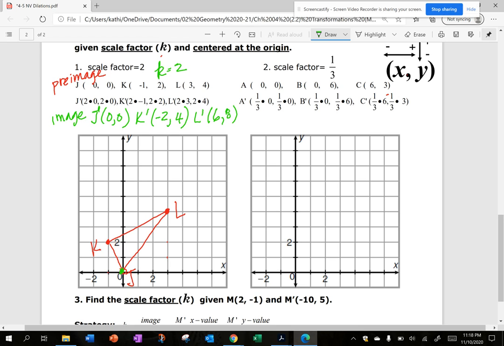So J prime is still at the origin, K prime is (-2, 4), and L prime is (6, 8). Here's K prime, and 6, 8. 2, 3, 4, 5, 6, 2, 3, 4, 5, 6, 7, 8. So here is L prime.